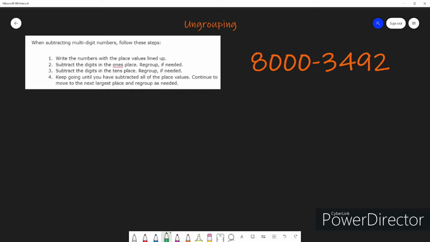And that is 8,000 minus 3,492. You notice with the pattern, there are going to be 3 zeros in 8,000. So it's going to be confusing on whether or not you can regroup or ungroup a 0, which we'll describe now. So let's look at our steps again. Number 1, write the numbers with the place values lined up. So we have 8,000 minus 3,492.